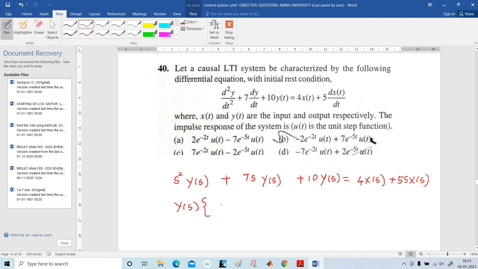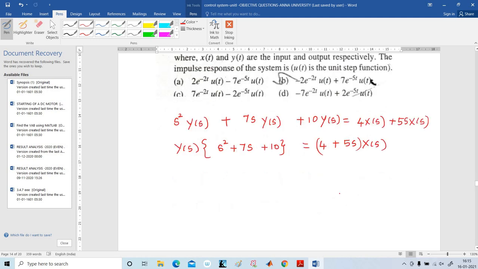So Y of S is S square plus 7S plus 10, that is equal to 4 plus 5S into X of S. So what is Y of S by X of S? Y of S by X of S is equal to 5S plus 4, the whole divided by S square plus 7S plus 10.